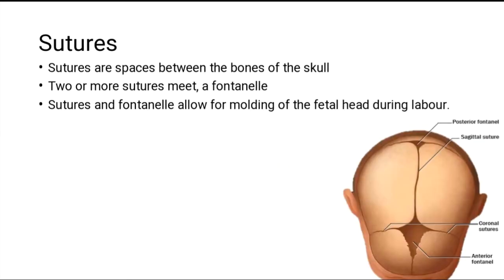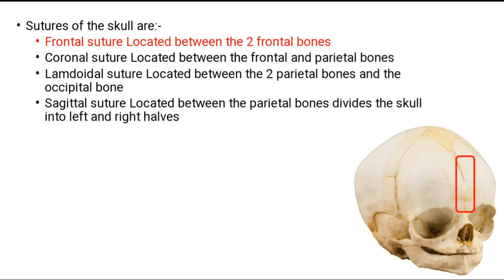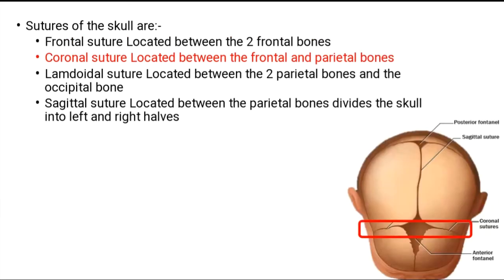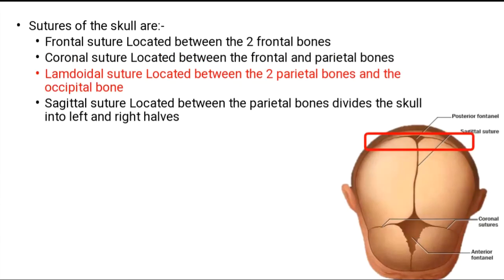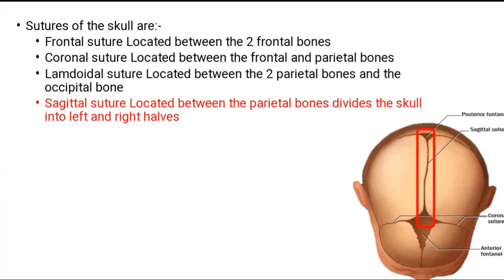Sutures are spaces between the bones of the skull. 2 or more sutures meet at a fontanel. Sutures and fontanel allow for molding of the fetal head during labor. The sutures of the skull are the frontal suture located between the 2 frontal bones, the coronal suture located between the frontal and parietal bones, lambdoidal suture located between the 2 parietal bones and the occipital bone, the sagittal suture located between the parietal bones.